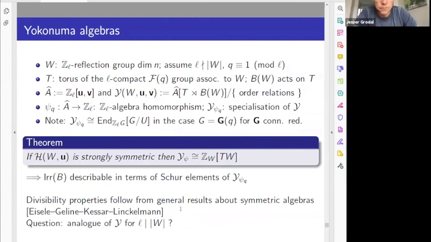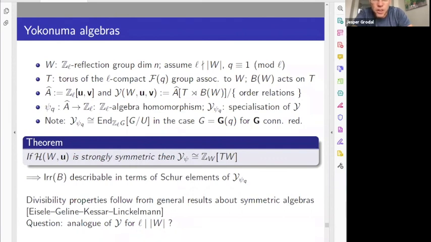Okay, so one interesting question is to try to find a larger algebra which is analogous to Y in the case where l divides |W|. So when the l-compact group is a more complicated, maybe exotic one, what would be the right algebra that would replace Y here, and why does that then allow us to prove these divisibility properties that we're interested in?